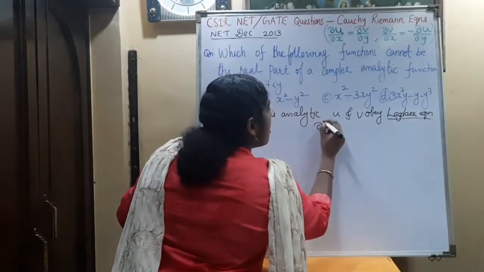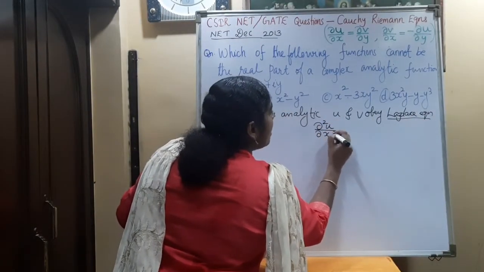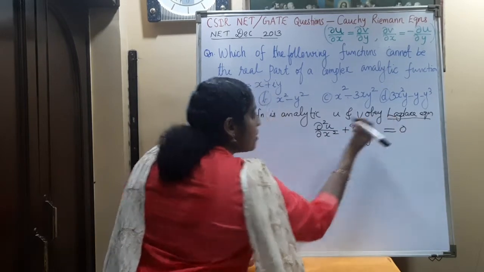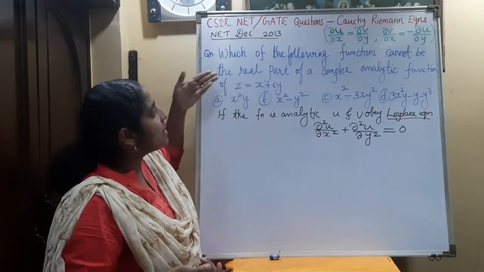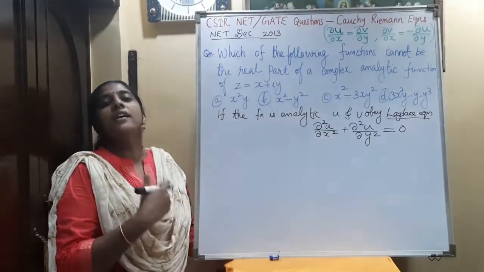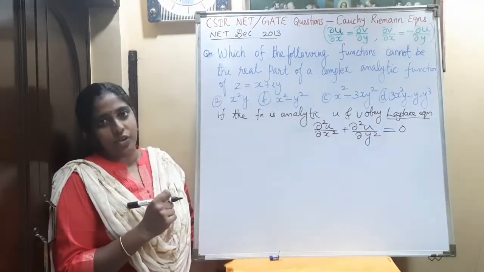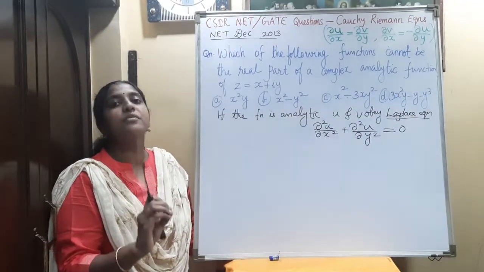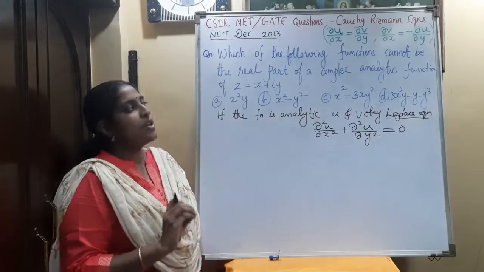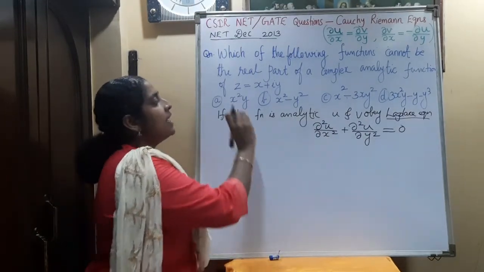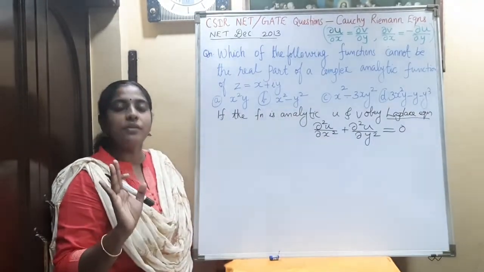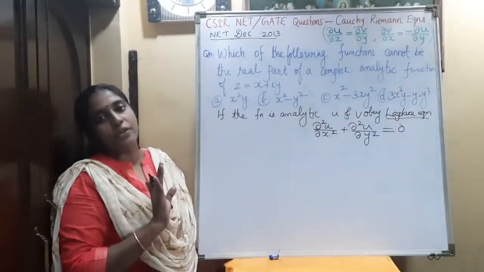What is the Laplace equation? Laplace equation is ∂²U/∂X² plus ∂²U/∂Y² equal to 0. In this question they are asking about the real part of a complex analytic function. Even if it is the imaginary part, that also obeys this Laplace equation, because the real and imaginary parts of an analytic function are harmonic functions. That means they obey the Laplace equation. So we just have to check in these four options which obeys this equation. That function will be the real part of an analytic function.